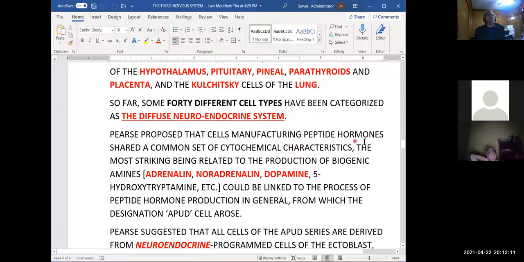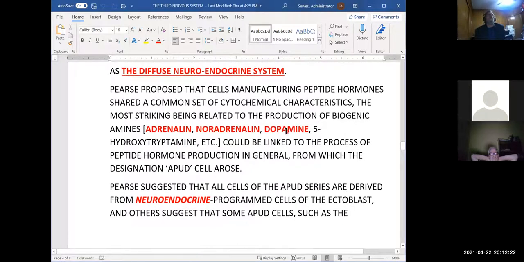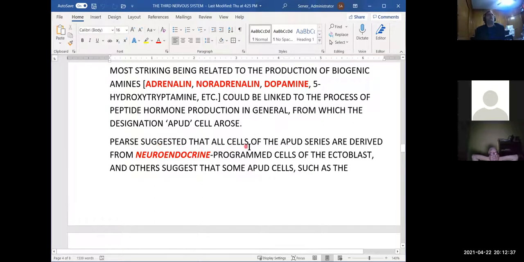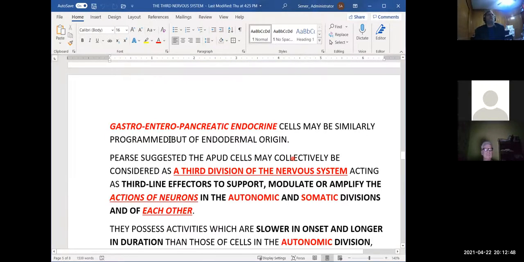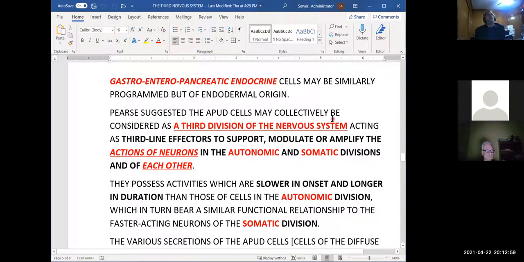Pearse proposed that cells manufacturing peptide hormones share a common set of cytochemical characteristics, most striking being related to the production of biogenic amines, such as adrenaline, noradrenaline, dopamine, 5-hydroxytryptamine, etc. It could be linked to the process of peptide hormone production in general, from which the designation APUD cell arose. Pearse suggested that all cells of the APUD series are derived from neuroendocrine programmed cells of the ectoblast, and others suggest that some APUD cells, such as the gastroenteropancreatic endocrine cells, may similarly be programmed, but of endodermal origin. Pearse suggested the APUD cells may collectively be considered as a third division of the nervous system.